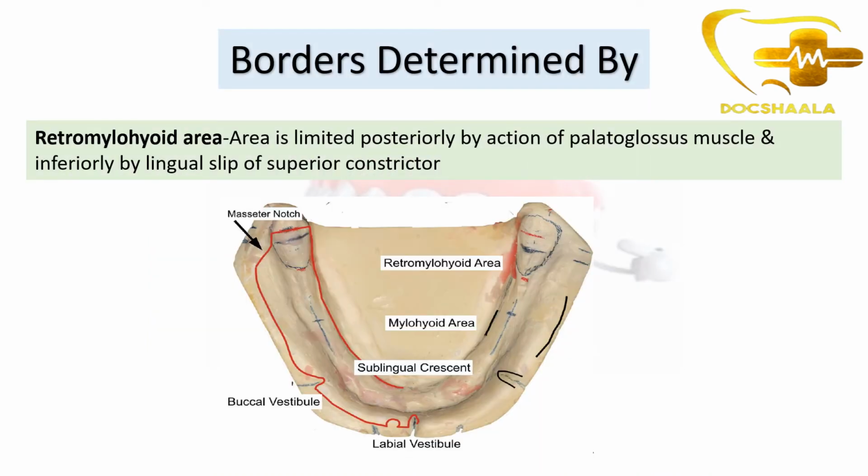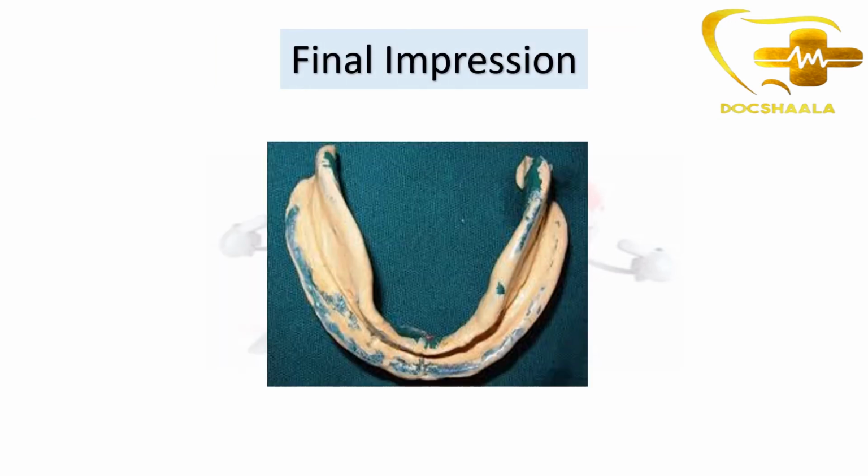And coming to the retromylohyoid area. The retromylohyoid area is just backward to that of the mylohyoid. So we can see that this is the mylohyoid area, and this is the retromylohyoid area. It is limited by the action of the palatoglossus muscle, and inferiorly by the lingual slip of the superior constrictor. You have seen in the previous image the superior constrictor muscle fibers. So lingually it is by the superior constrictor muscle, and posteriorly it is by the palatoglossus muscle. Then coming to the final impression, all these muscles help in determining the borders of the mandibular denture, and this is the final impression with the ZOE, right?